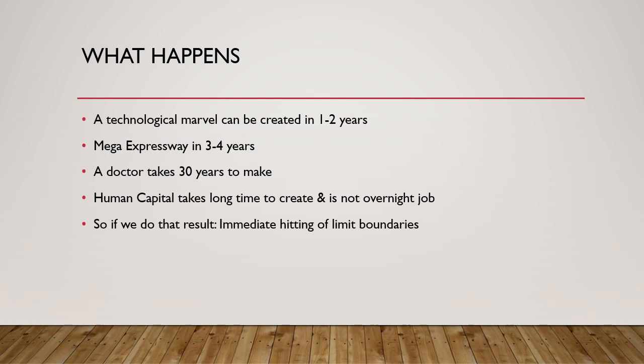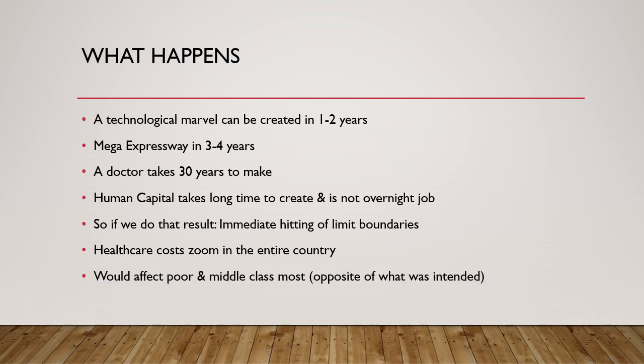So if we double the health outlay, immediately the limit boundaries would be hit, since there's very little slack in that sector. And so the healthcare costs will zoom across the economy, and this will hit the poor and middle class badly, which is quite opposite of what the government intended to do.